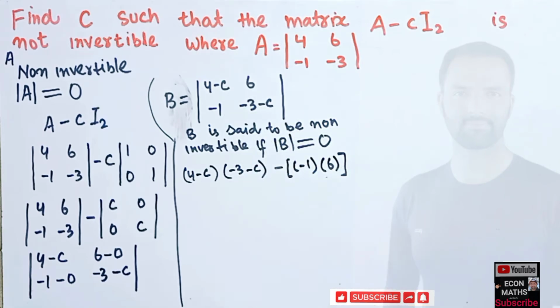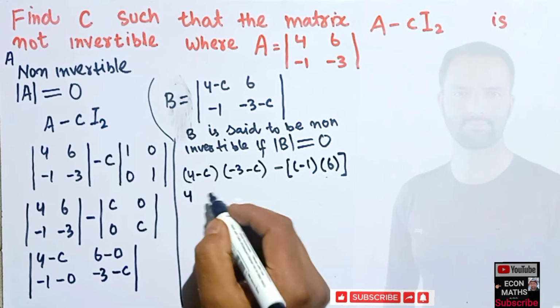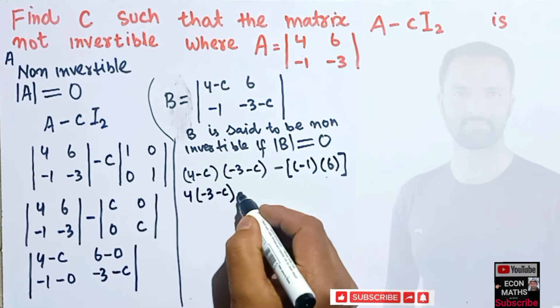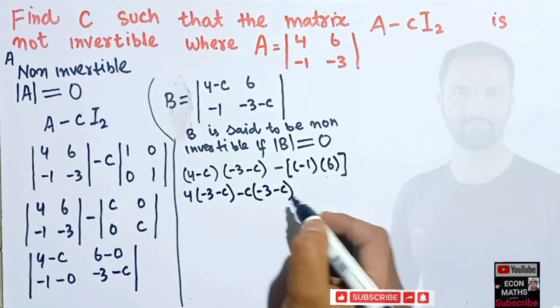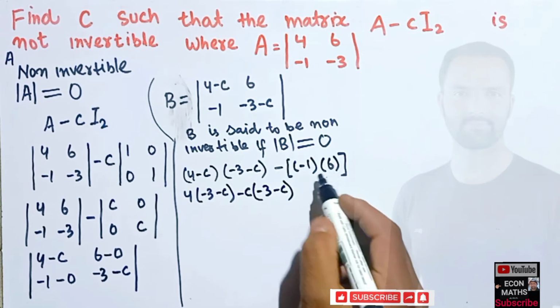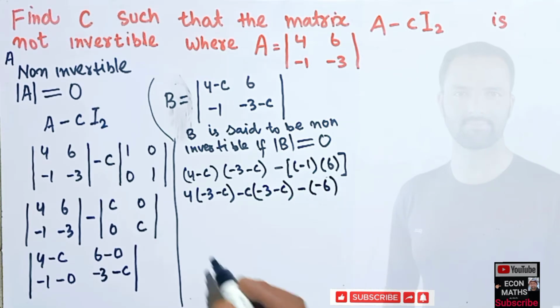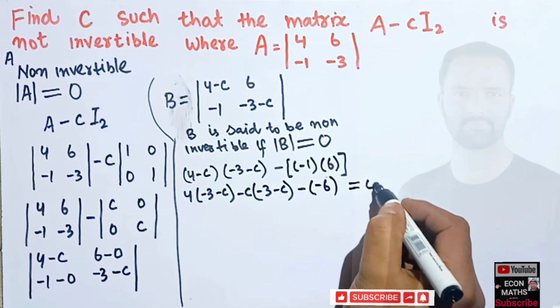Okay, so I have written here -1. If we just try to expand this, I can write it like this: 4 into -3 minus c. I am expanding, then we have minus c, -3 minus c. Now here we have -1 into 6, which is -6, so I can write here -6, and it should be equal to 0.